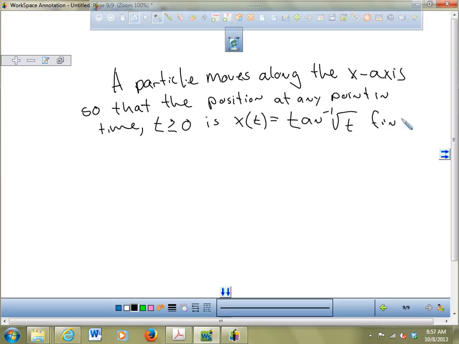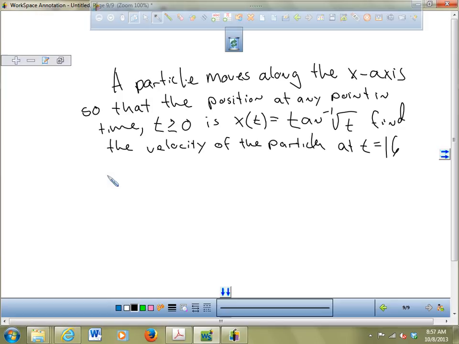Inverse of tangent of the square root of t. Find the velocity of the particle at t equals 16. All right? Could you do that? You could do it. So all you have to do is take the derivative of the tangent function.